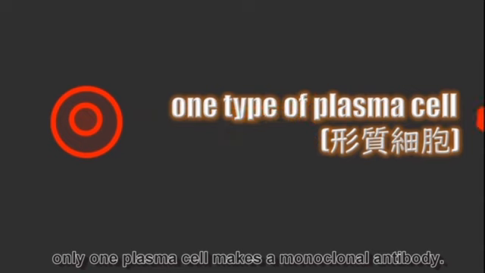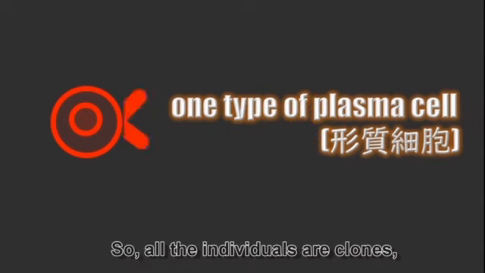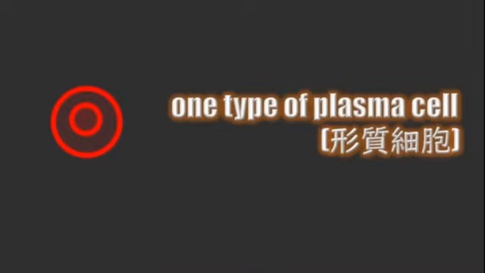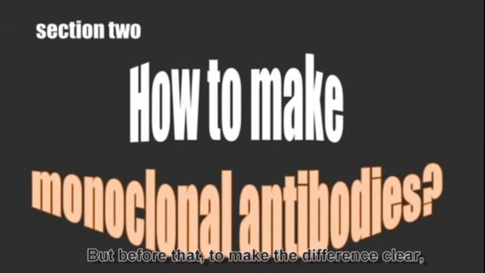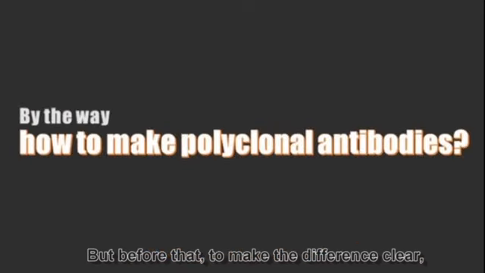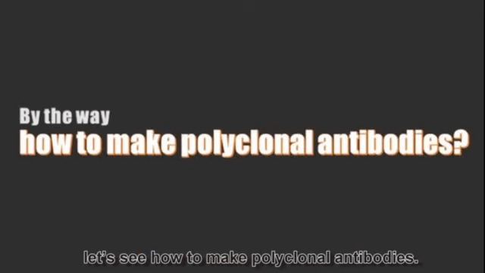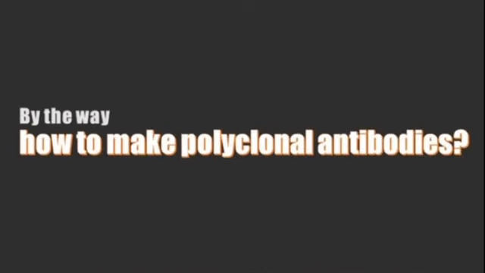As you might know, only one plasma cell makes a monoclonal antibody. So all the individuals are clones. Now, let's see how to make monoclonal antibodies. But before that, to make the difference clear, let's see how to make polyclonal antibodies.